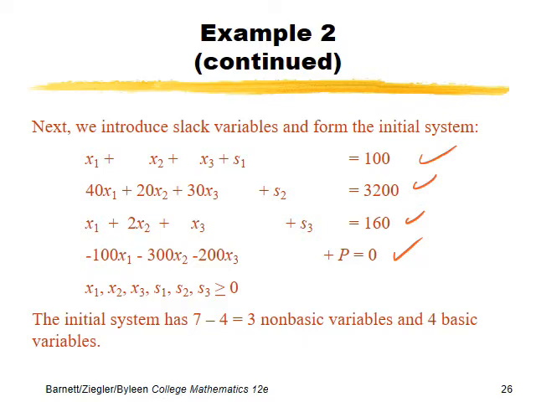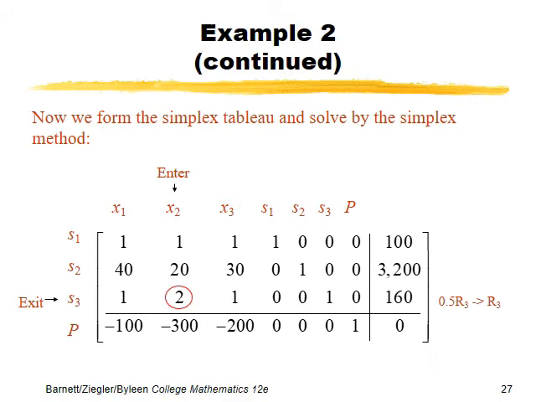Now we will write it into the simplex tableau form. When you write it in simplex tableau form, s1 is a basic variable, s2 is a basic variable, s3 is a basic variable, p is a basic variable, because they have 1 in their column and the rest of the elements are 0. So we write all the basic variables on the left side of the column, and now we decide the pivot column. We draw this line.